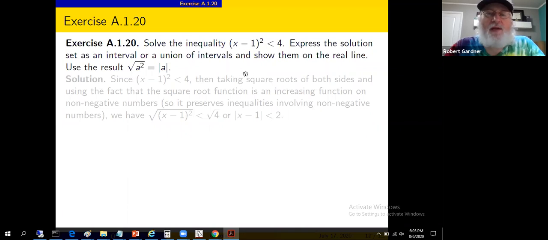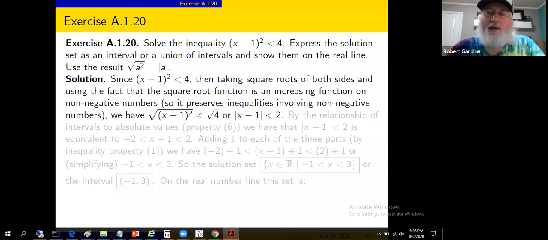Okay, one last one says solve this inequality: (x minus 1) squared is less than 4. Express the solution set as an interval or union of intervals and show the answer on the real number line like we did before. Use the result, square root of a squared equals the absolute value of a. Okay, they've given us this. Let's take square roots of both sides. The square root function is an increasing function, so that will preserve the inequality.